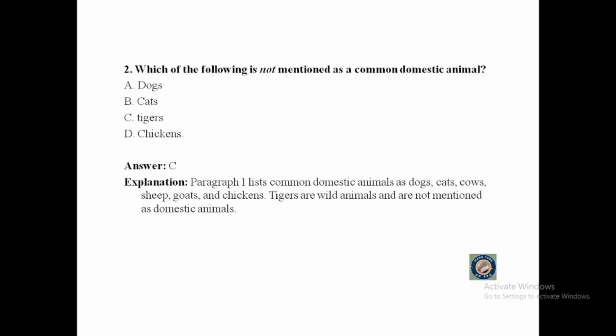Did you say chickens? No, it's not chickens. Maybe dogs? Not dogs, either. The correct answer will be tigers. Paragraph 1 lists common domestic animals as dogs, cats, cows, sheep, goats, and chickens. Tigers are wild animals and are not mentioned as domestic animals.